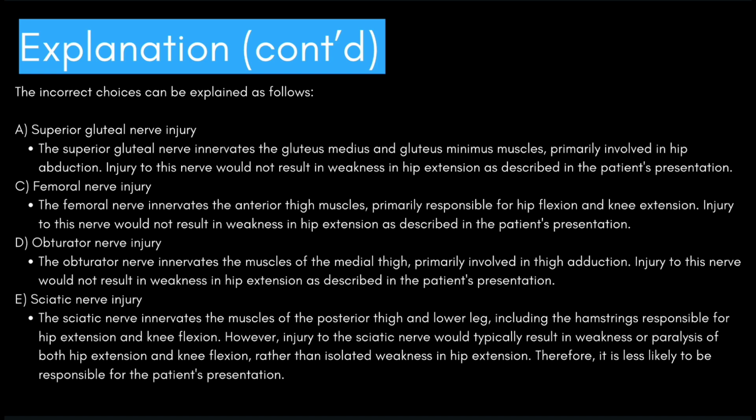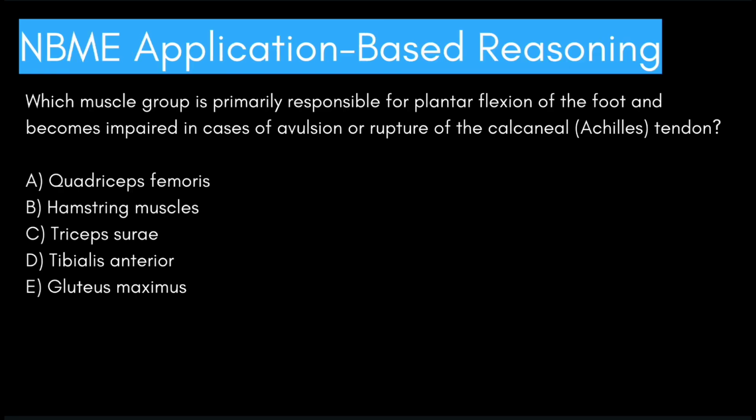However, injury to the sciatic nerve would typically result in weakness or paralysis of both hip extension and knee flexion, rather than isolated weakness in hip extension. Therefore, it is less likely to be responsible for the patient's presentation. Moving on to the next question.